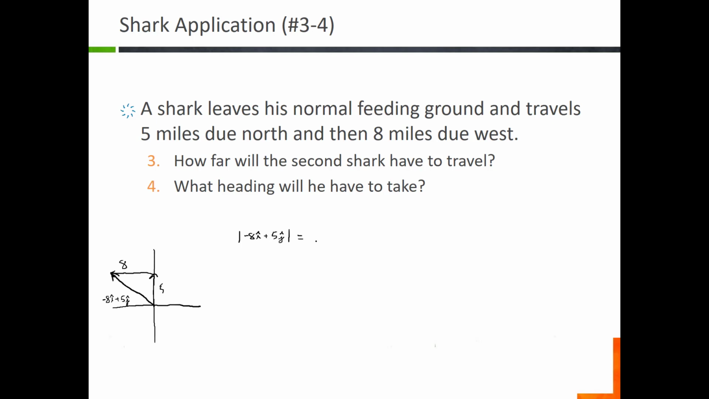All right, so for magnitude, we need to take the square root of a squared plus b squared, where a is negative 8. So we're going to have negative 8 squared plus 5 squared. That's going to be the square root of 64 plus 25, and that's the square root of 89, which I don't think we can really simplify, so we'll just leave it there. If you wanted, you could find that as a decimal. But square root of 89 miles is how far the second shark would have to swim.